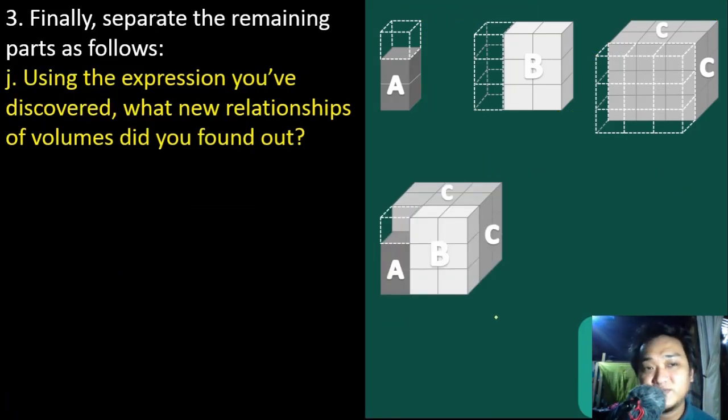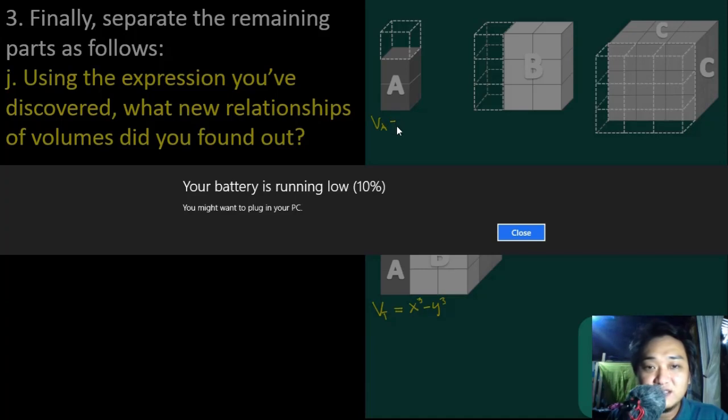Now, using the expression that we were able to discover, what relationship of volumes did we find out? So remember, nung buo pa siya kanina, the total volume less this small cuboid will be x cubed minus y cubed. Ano naman yung volume ni A? Yung volume ni A, babalikan natin yung kanina. Oops, sorry.